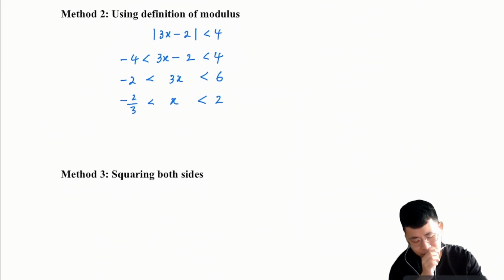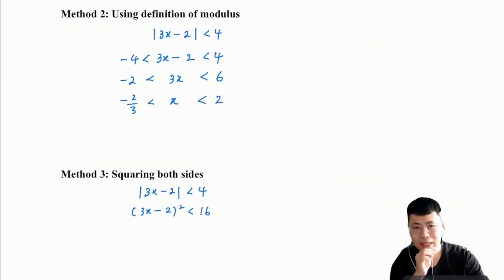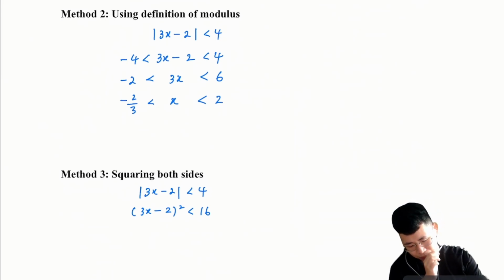Now, alternatively, we can also look at squaring both sides. When we square both sides, we have this square less than 16. So why does squaring both sides work? Because for this particular question, the modulus and the 4 are both positive. So when we square both positive numbers, the inequality is preserved, or the inequality remains the same. Now, what we do next is we will expand.